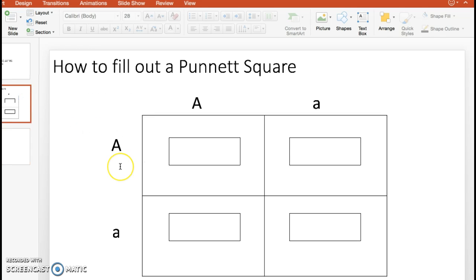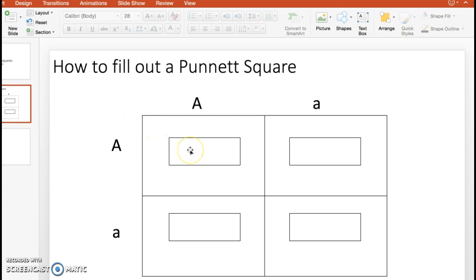So back to the Punnett square, we can see that both parents are heterozygous because they have different letters in their pairs. So they have one dominant and one recessive. How to fill out a Punnett square?